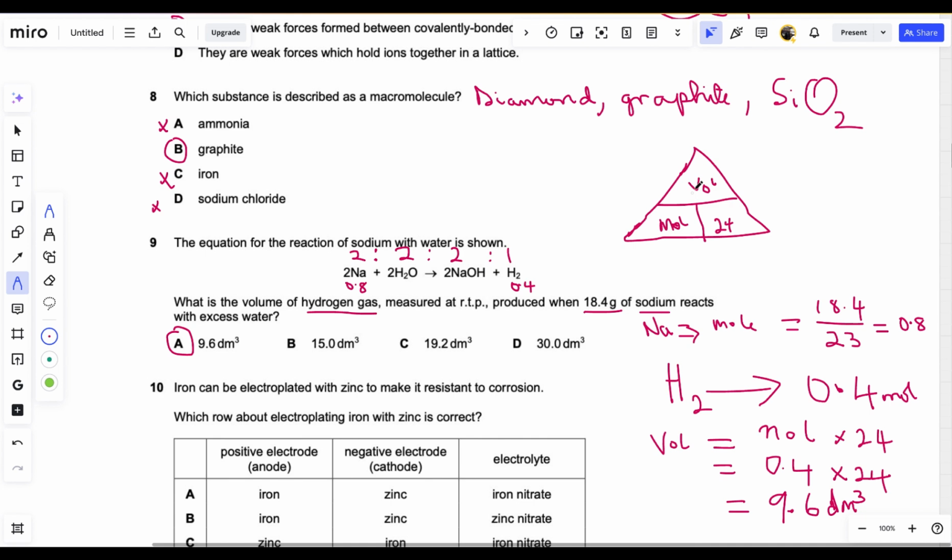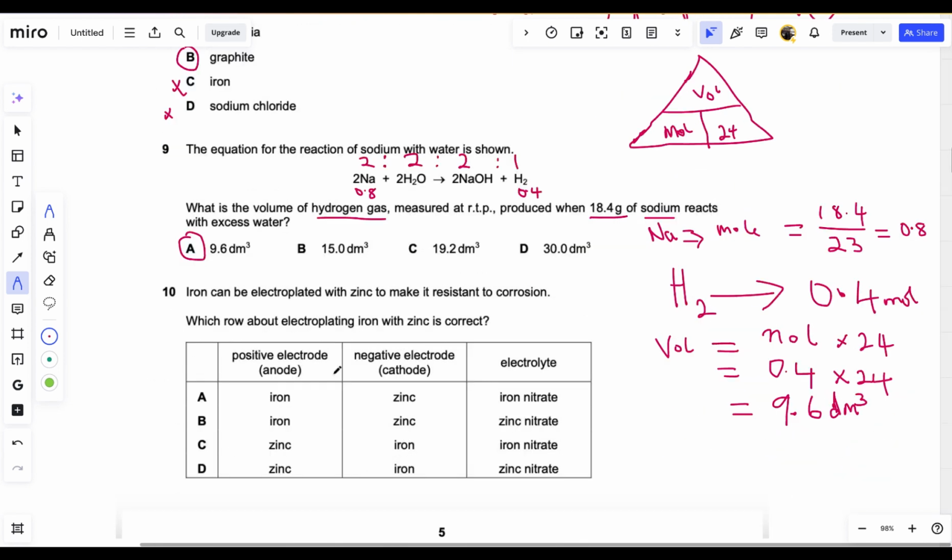So you say mole is volume divided by 24. So volume will now be mole times 24, which gives us 9.6 decimeter cube. Okay, so our answer for this calculation is A.